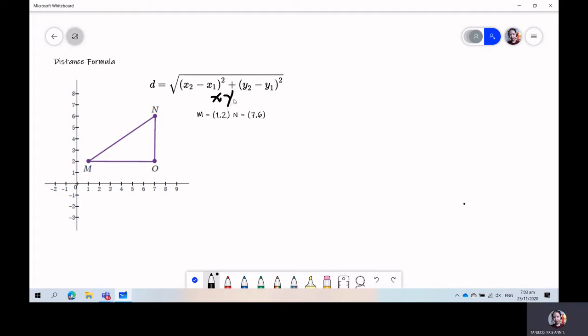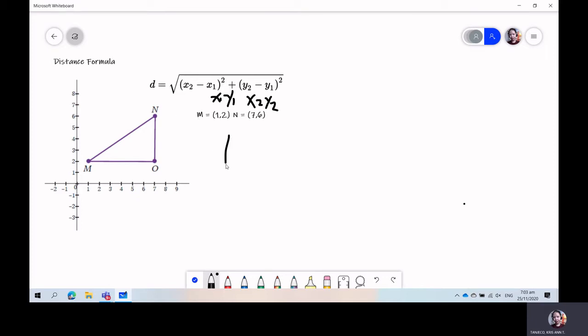y sub 1. Remember, whenever you are working with the distance formula or the distance between 2 points, you must be able to label which one is the first pair of points, which is the x sub 1 and the y sub 1, and which one is the x sub 2 and y sub 2. In this case, I make the M, 1 and 2, be the first pair of points, and the N for the second pair of points. Afterwards, I'm going to use the distance formula.